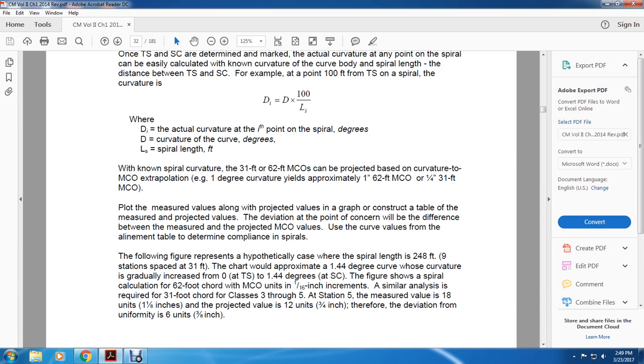The following figure represents a hypothetical case for a spiral length of 248 feet. The station spacing is 31 feet, and the curve is approximately 1.44 degrees, with curvature increasing uniformly from the tangent to spiral to the spiral to curve. The figure shows the calculation of the 62 foot mid-chord offset in units of 1/16 of an inch. A similar analysis is required for the 31 foot chords, class 3 through 5. At station 5, the measured value is 18 units, or 1 1/8 inches, and the projected value is 12 units, or 3/4 of an inch, therefore the deviation from uniformity is 6 units, or 3/8 of an inch.